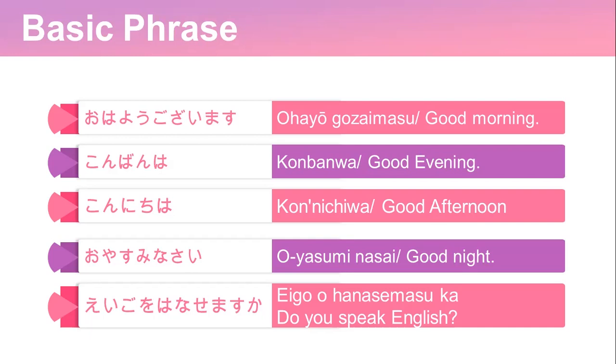And if you want to ask a Japanese person, can you speak English? You can use Eigo hanasemasu ka? Eigo is English. Hanasemasu is speak. Do you speak? And ka is the question mark. And these are the phrases. I hope if you want to learn basic Japanese, you can start by analyzing phrases because it's very useful. I suggest you do it.